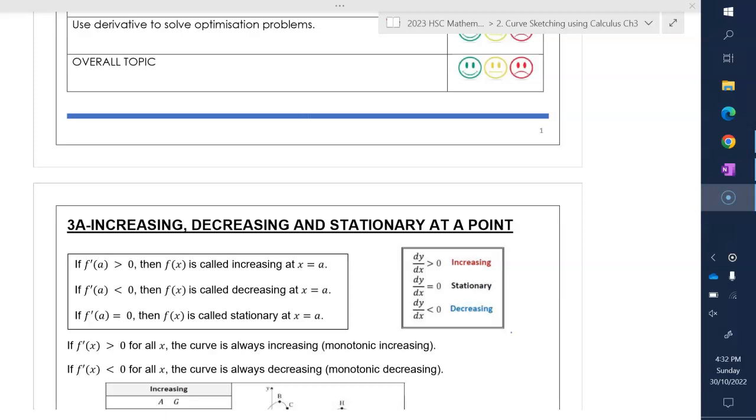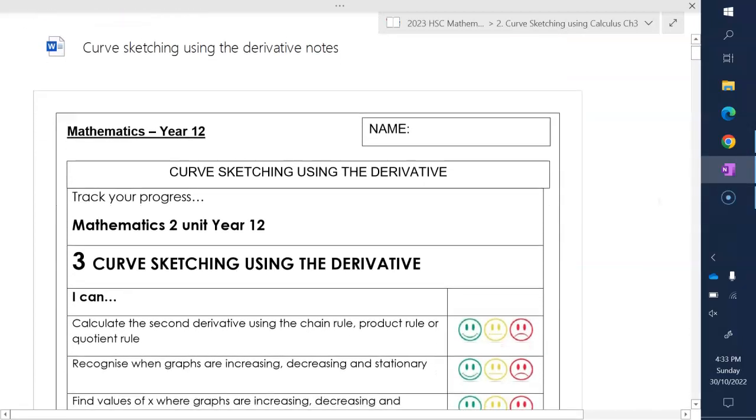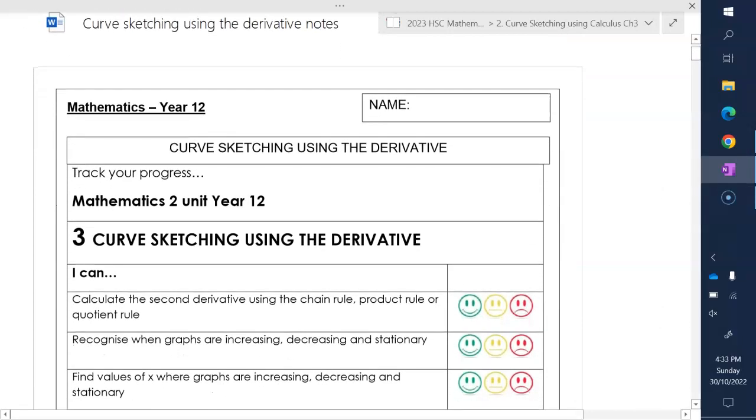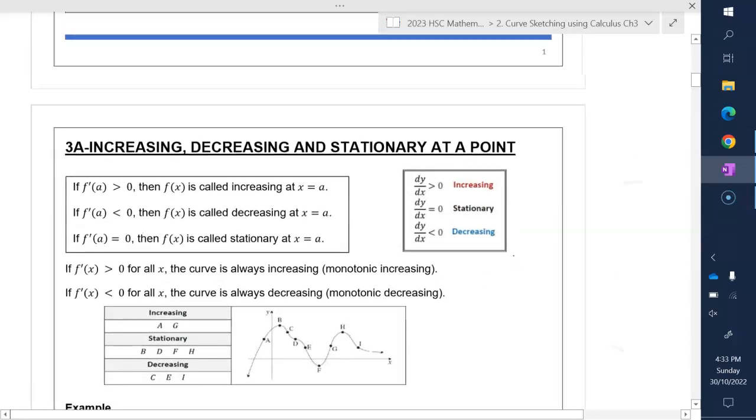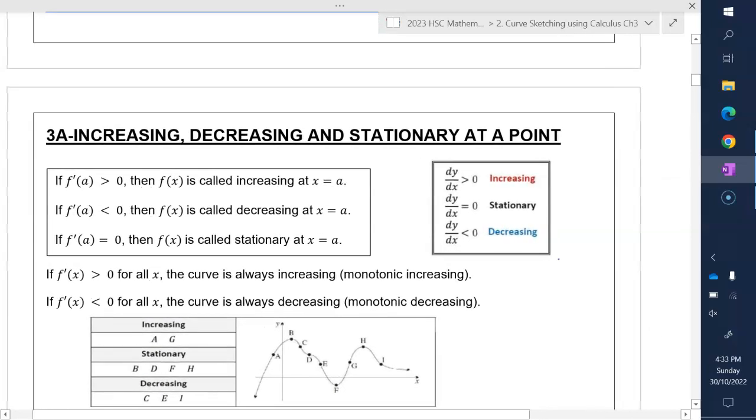Okay, hi year 12. We are starting our next topic, and our next topic is curve sketching using the derivative. So it follows on from our curve sketching without using the derivative. So using your booklet, scroll down to the first section, 3A, we're going to be looking at increasing, decreasing, and stationary at a point.